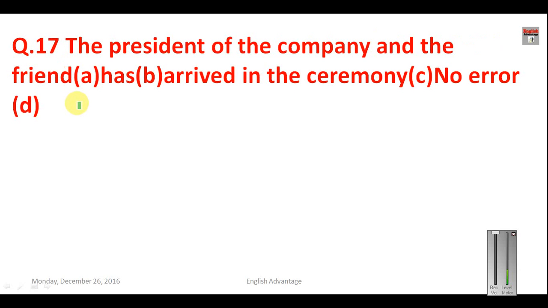Question number 17, the president of the company and the friend. Just see in this sentence, unlike the previous sentence, we are using this word "the" twice, here as well as here. So here we are talking about two entities, the president of the company and the friend. So there being two entities, this subject will be considered plural, and in place of this "has", you have to write "have". So in question number 17, your answer will be B.